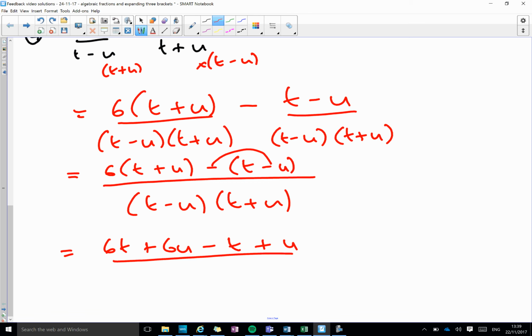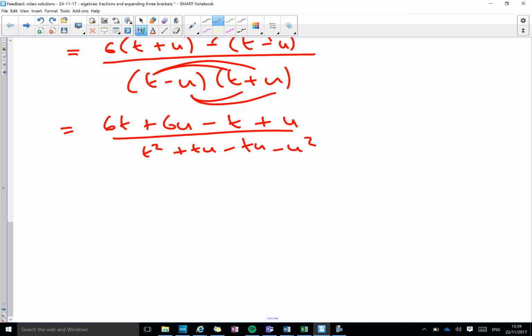And then we can use our FOIL method for the bottom of the fraction, the denominator. So we have t squared plus tu minus tu minus u squared, and that leaves me with 5t add 7u, and then the denominator is t squared minus u squared.